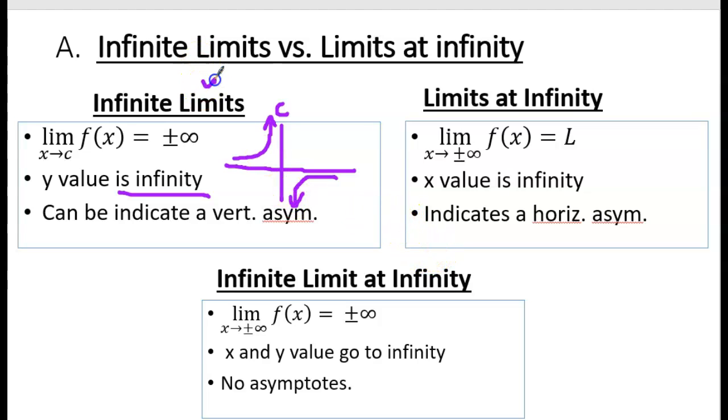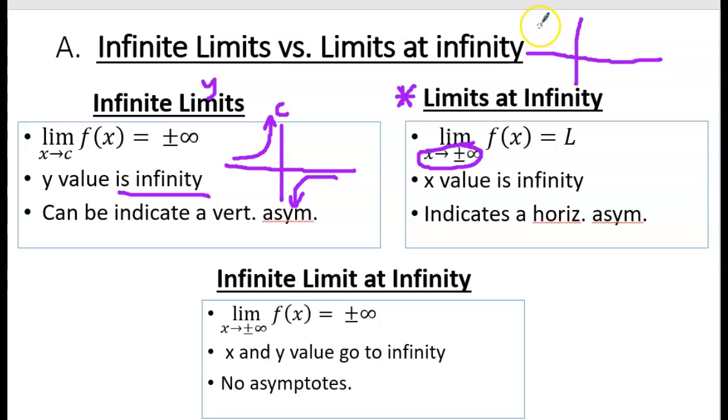Remember, the limit is a y value, and infinite is the adjective describing it. So the y value is infinity. It never stops getting bigger and bigger and bigger. Now this is different though. Over here, we have limits at infinity. In this case, it's not the y value that's infinity, but rather the x. What the heck does that mean? I'll draw you guys a picture.